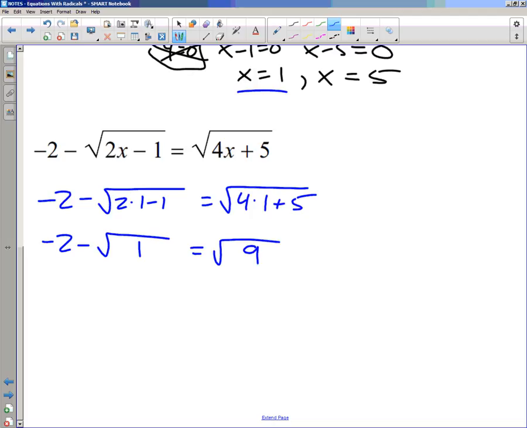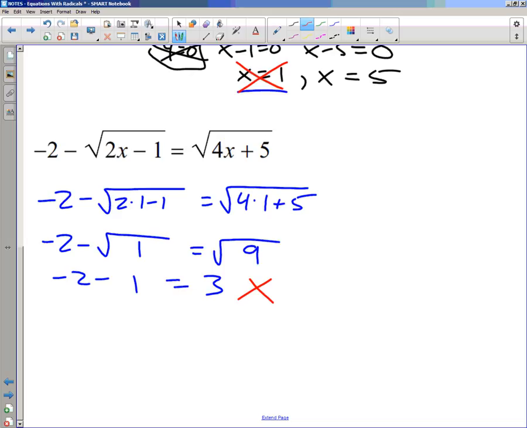This equation says that negative 2 minus the square root of 1 is 1. Square root of 9 is 3. Negative 2 times minus 1 is equal to 3. Now that is not a true statement. It's not a true statement. So we are going to need to eliminate that solution. That would be an extraneous solution.